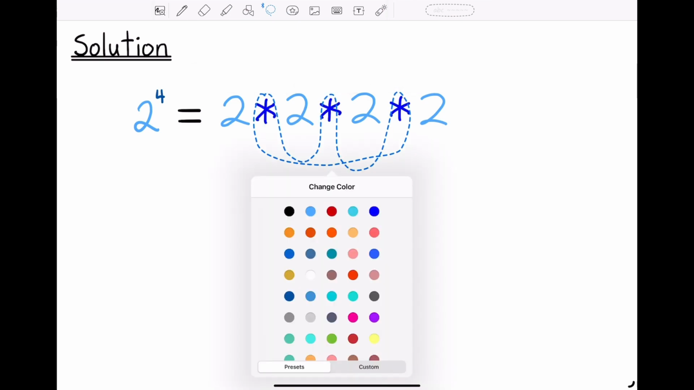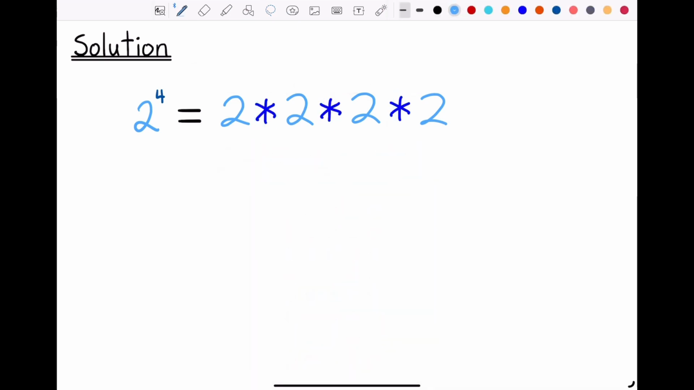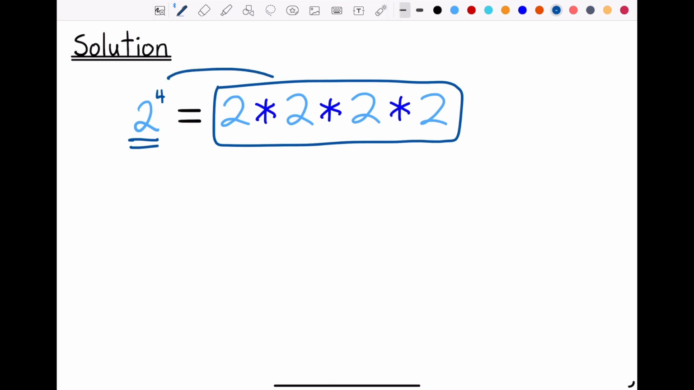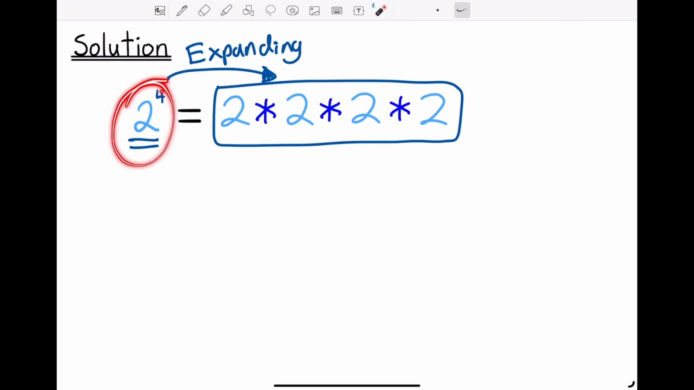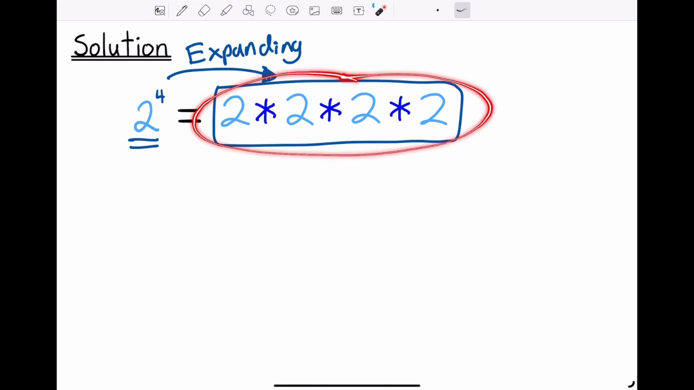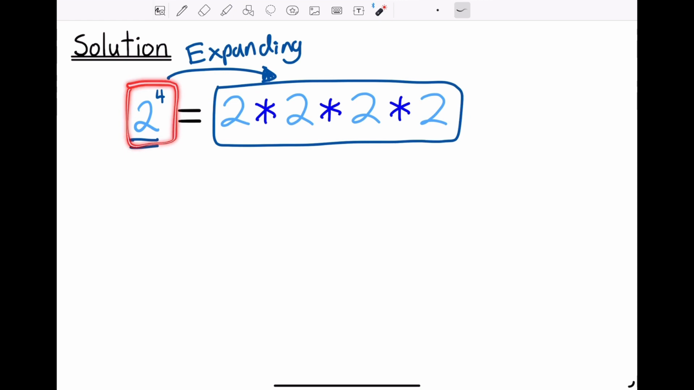So here we go. The process of rewriting our exponential expression as repeated multiplication is also called expanding. And we call it expanding because we are rewriting our shorter exponential expression into the longer repeated multiplication. Now that we have expanded 2 to the 4th, let's calculate this product.